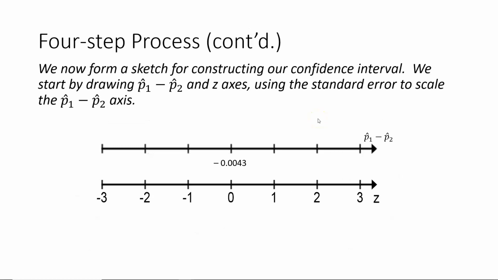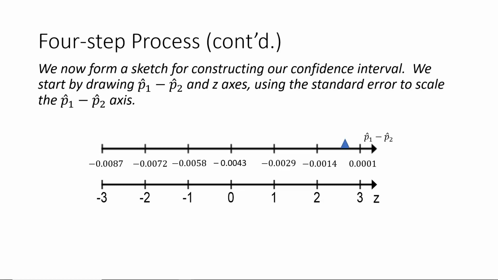We now move to the portion of our calculate step where we're going to form the sketch and construct our confidence interval. We start by drawing two axes, our variable axis, which is the difference between the two sample proportions, and the z-axis. And we're going to use the standard error to scale the variable axis. So notice I'm adding units of standard error to the middle value, which is our point estimate of negative 43 ten-thousandths. So I'm scaling it upwards 3 standard errors, rounding to 4 decimal places in this case, and then I'm going to scale it downward 3 standard errors. Again, I'm subtracting the standard error from each successive value going downwards. Okay, so that scales the variable axis.